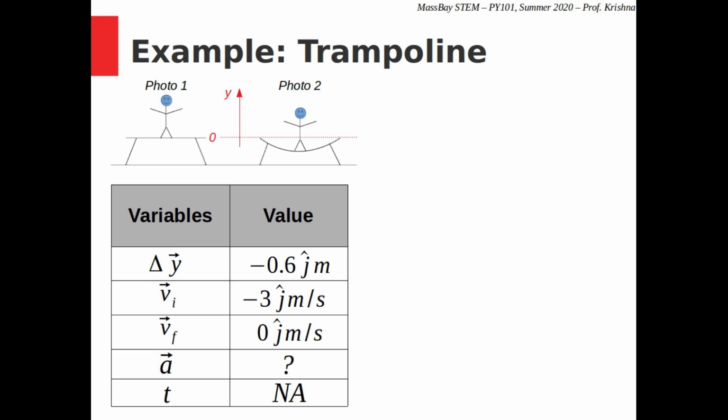What is known? He was traveling at 3 meters per second when he made contact with the trampoline, as we see in the first photo. That's 3 meters per second downward, or, given the way our axes are set up, -3 j hat meters per second. He travels 0.6 meters downward as the fabric deflects, so the displacement is -0.6 j hat meters. At the point of maximum displacement, the trampoline has brought him to a complete stop, so his velocity in the second photo is 0. So we're solving for acceleration, and we have displacement and initial velocity and final velocity.